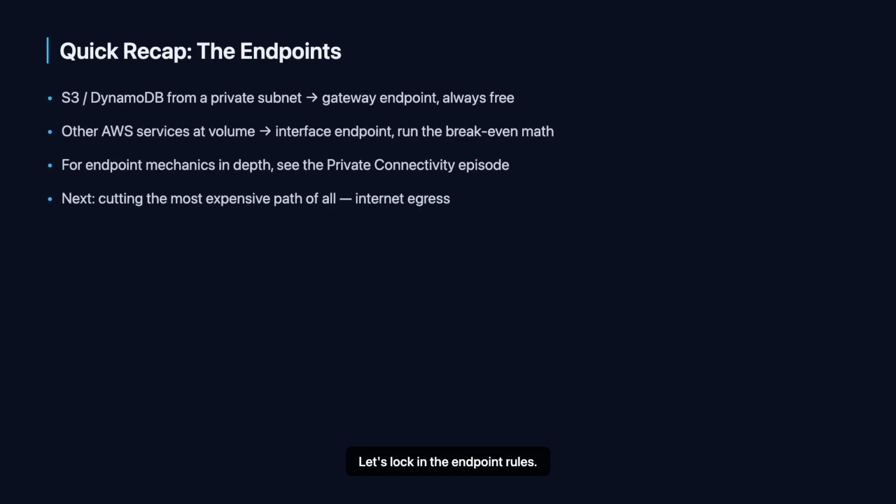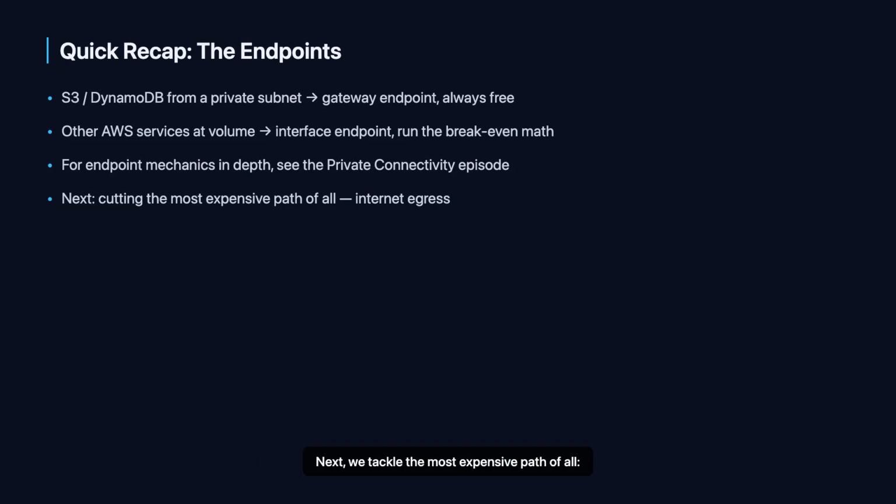Let's lock in the endpoint rules. S3 or DynamoDB from a private subnet, that's a gateway endpoint, always free, no exceptions. Any other Amazon Web Services service at real volume, that's an interface endpoint, but run the break-even math first. If you want the deeper wiring on how those endpoints actually route traffic, that's the private connectivity episode.